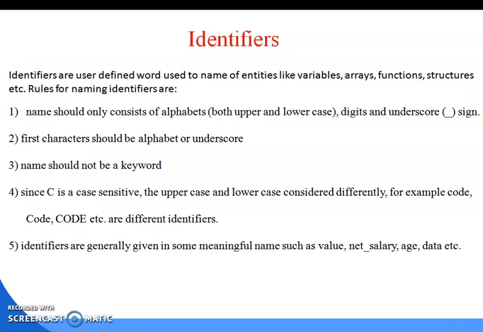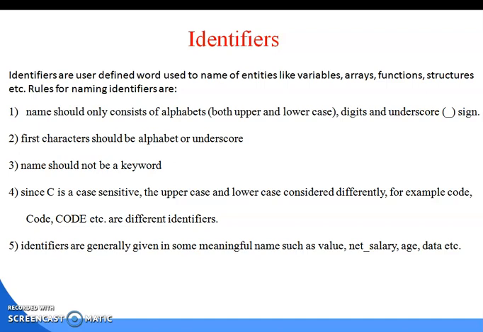First we come to identifiers. Identifiers are user-defined words used to name entities like variables, arrays, functions, structures, etc. Generally, identifiers are user-defined words. That means they are defined by the user; it is not a predefined thing. Examples are names of variables, arrays, functions, structures, etc.